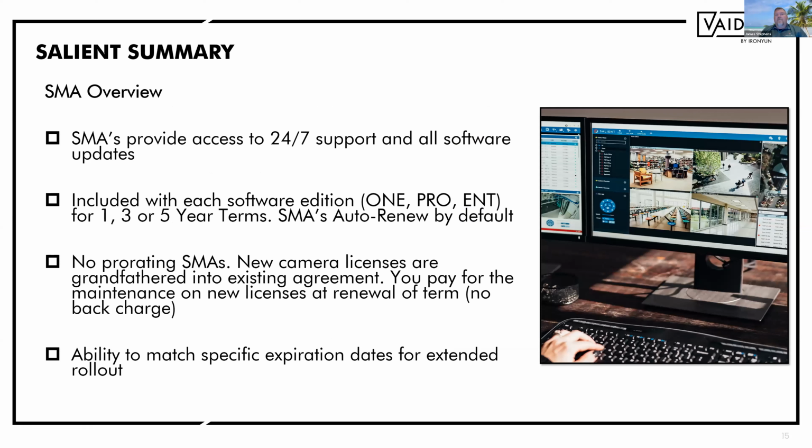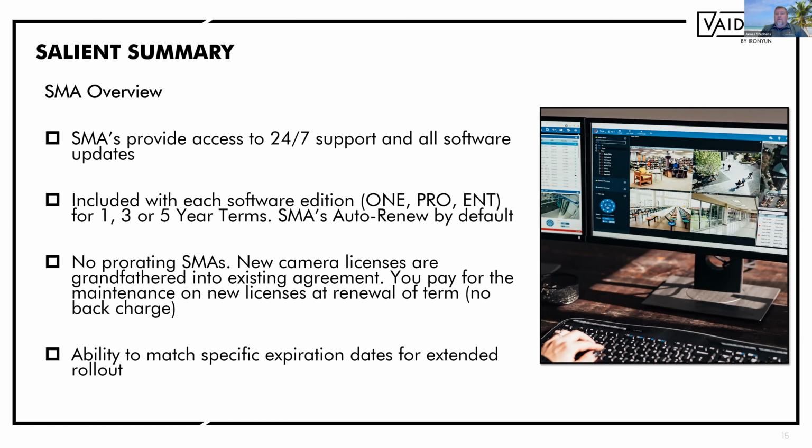And then our SMA overview. Our SMAs provide 24/7 support and all software updates. It's pretty cut and dry, very simple to understand. We have 1, 3, and 5-year terms, and it's included on the One Pro and Enterprise level software offerings. There's no prorating SMAs. So new license cameras, and this is important in the industry, new camera licenses are grandfathered into existing agreements. So you pay for the maintenance on the new license at renewal term.